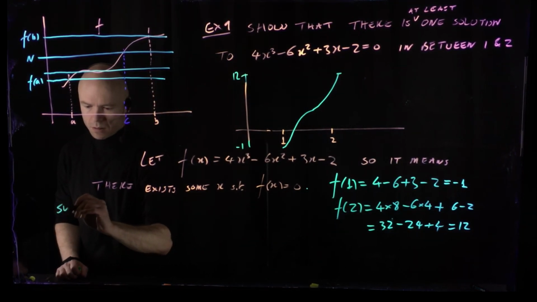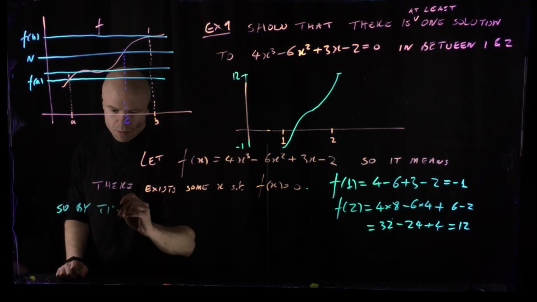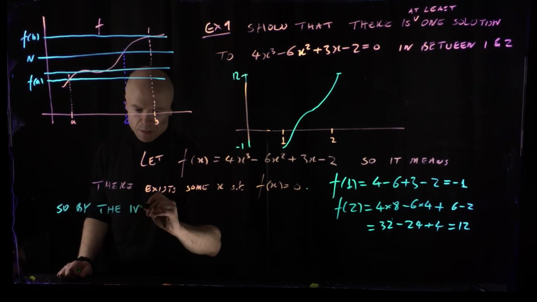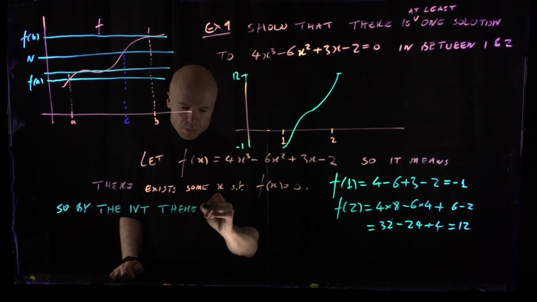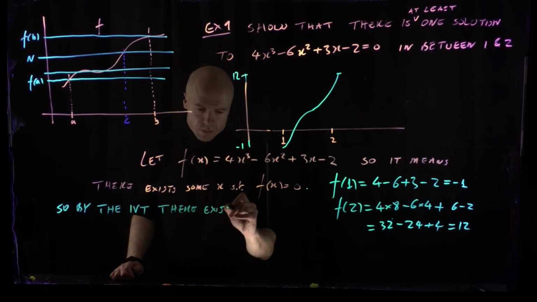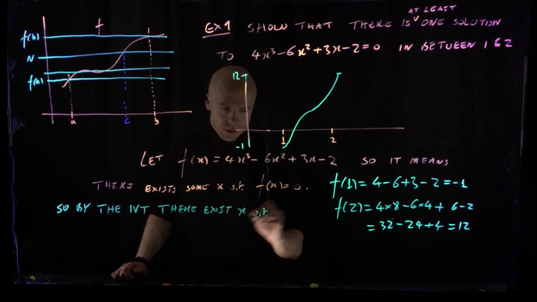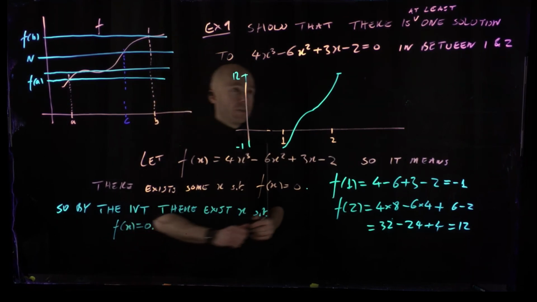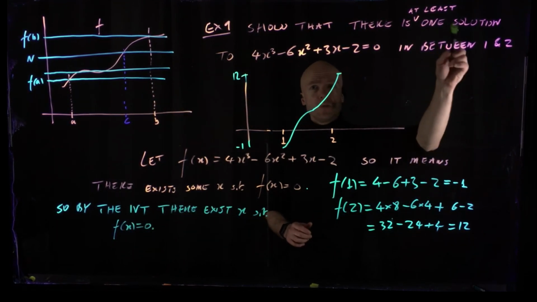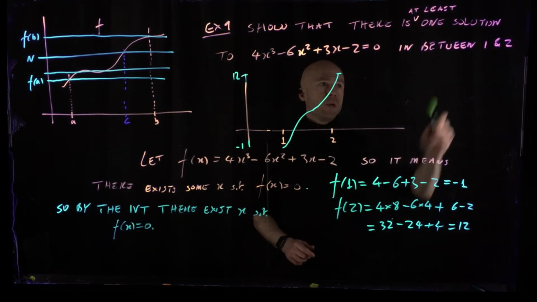So by the intermediate value theorem, there exists x such that f of x equals 0, and we've answered this question. We've shown that there exists at least one solution to this equation between 1 and 2.